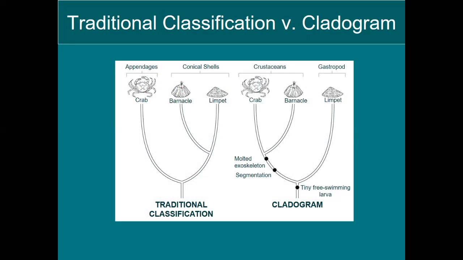Okay, all three of them start out with tiny free-swimming larvae, but then the limpet kind of stays there. The barnacle and crab both exhibit molted exoskeletons and segmentation. So these are characteristics that describe the development and physical structure of the species based on their genetic history. So in this case, we switched whether the barnacle was more closely related to the limpet in traditional classification versus that of the crab in a cladogram.